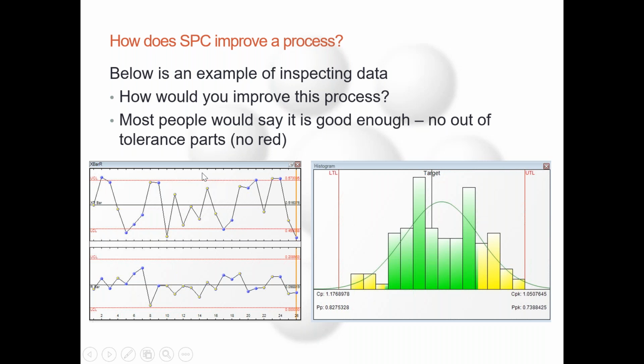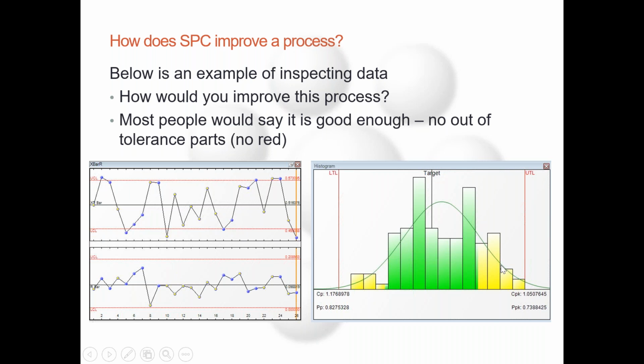So we have our X bar R chart. Our chart is not bad, sort of typical of what you would see. We're kind of wild on the X bar R chart, and we have some points out of control. Certainly we want to tighten that up.